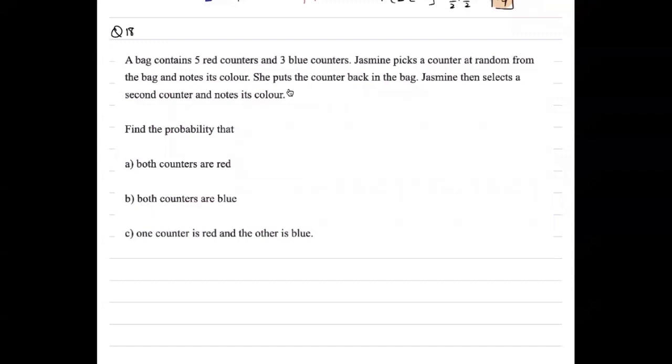So the best way to go about this question is to draw the tree diagram. There are 2 picks. There's a first pick. In the first pick, she can either get a red counter or a blue counter. If the first pick was a red counter, then in the second attempt, she can get a red counter or a blue counter. If the first pick was blue, then she can get the red in the second or the blue in the second. So that's your tree diagram.